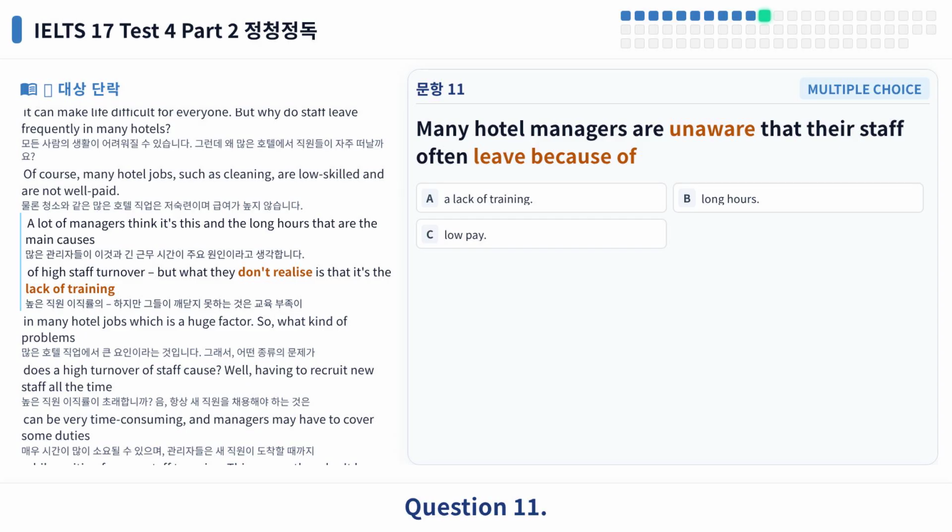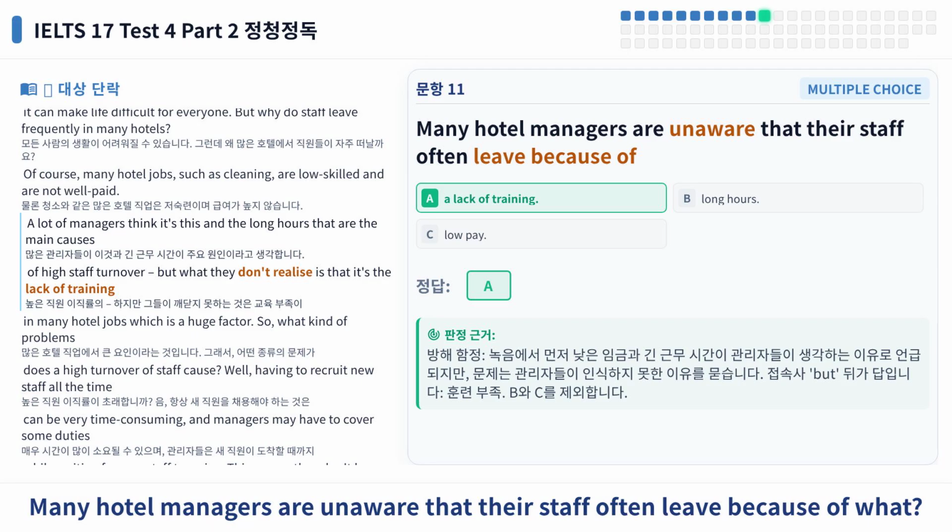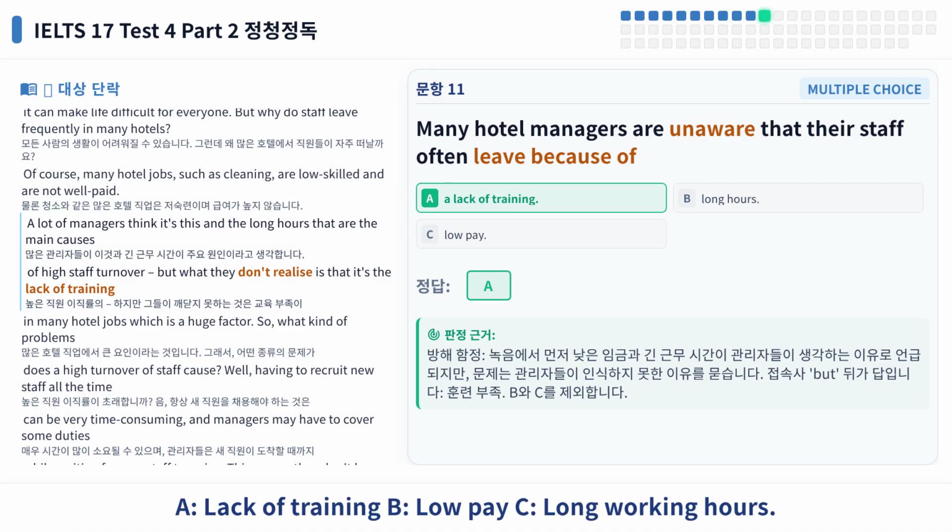Question 11. Many hotel managers are unaware that their staff often leave because of what? A. Lack of training. B. Low pay. C. Long working hours. Please pause the video and try this question yourself.